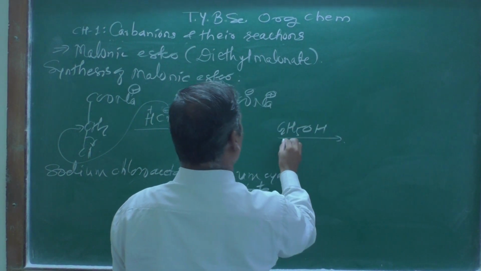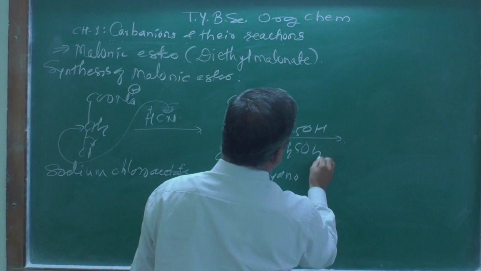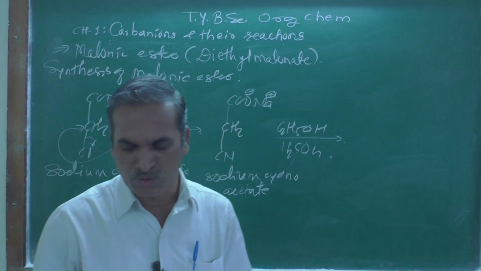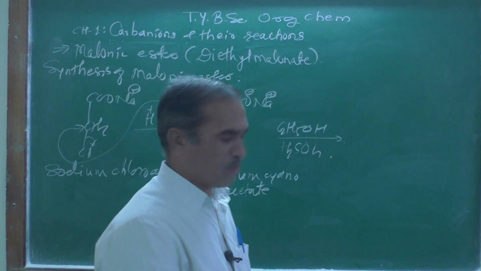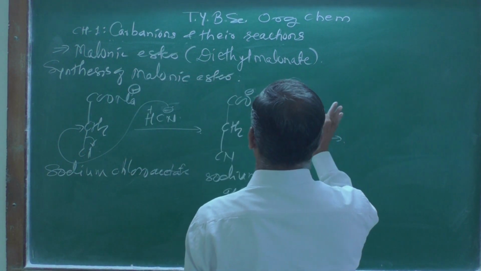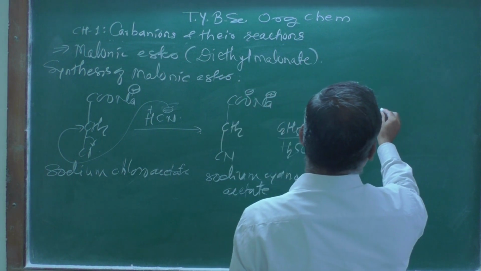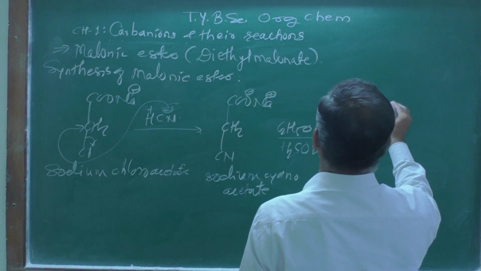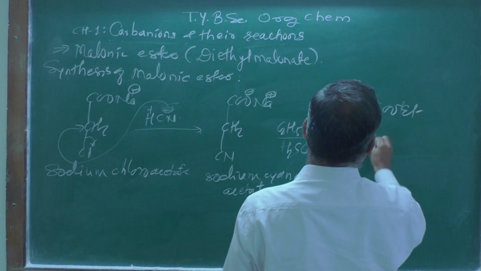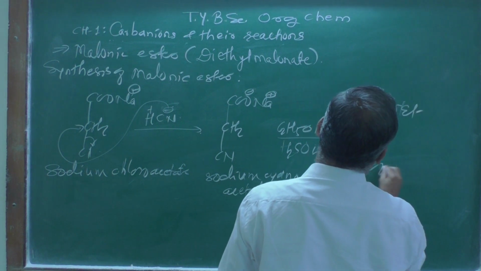And this compound is further treated with C2H5OH, ethanol, in presence of H2SO4, that is, sulfuric acid used over here. And what you are going to get in this case, after doing this treatment, you are going to get like this: COOEt over there, then CH2, COOEt.